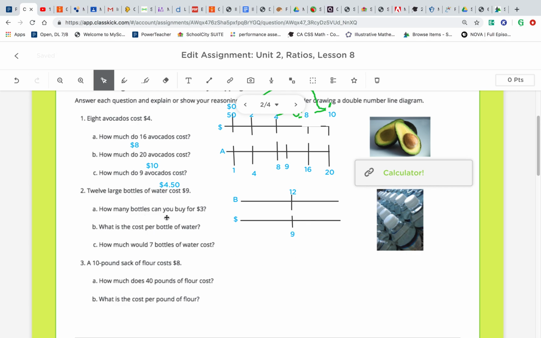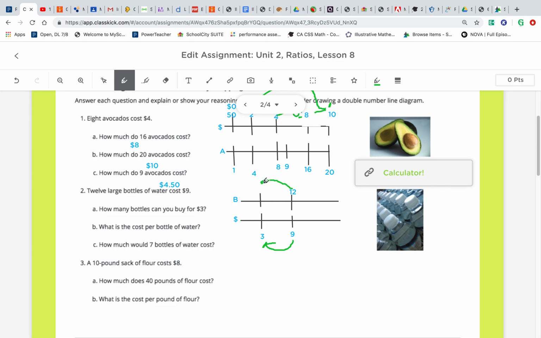So how many bottles can you buy for $3? Well, let's put a mark on the money line for $3. And then we need to put another mark on the other line for bottles and figure out what's going to go there. So we are talking about making a jump. We're going from 9 back to 3, right? So you could either multiply or divide. Okay, if you were going to divide, it's dividing by 3. That's the same thing as multiplying by 1/3. Either way, if we divide by 3, then we need to divide by 3 here as well.